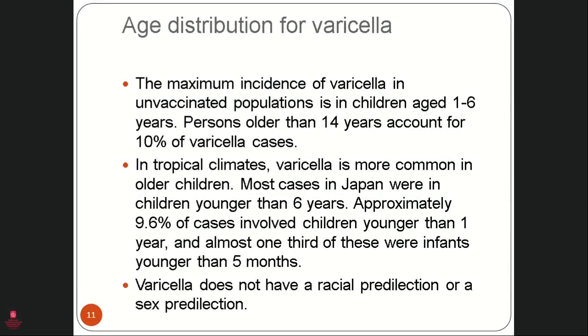Age. The maximum incidence of varicella in unvaccinated population is in children aged 1 to 6 years. In tropical climates, varicella is more common in older children. Varicella does not have a racial predilection or a sex predilection.